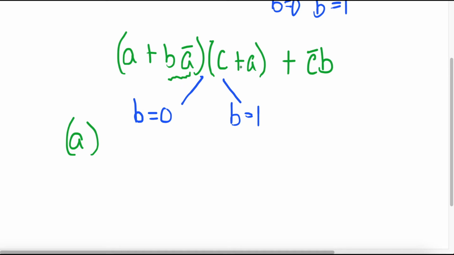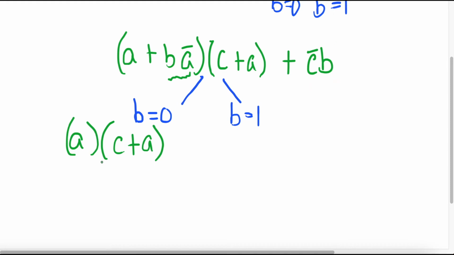For the second bracket, there's no B here, so we just keep it the same. So it just becomes A, C plus A. This doesn't change because it does not get affected, since there's no B within it. Now for the next part, we have plus C bar B. When B is equal to 0, it becomes C bar 0, and anything ANDed with 0 just gets canceled out. So this term is irrelevant.